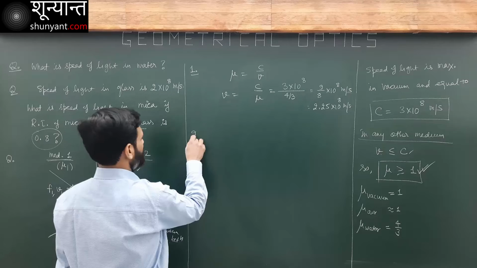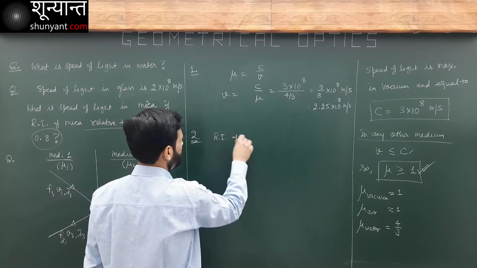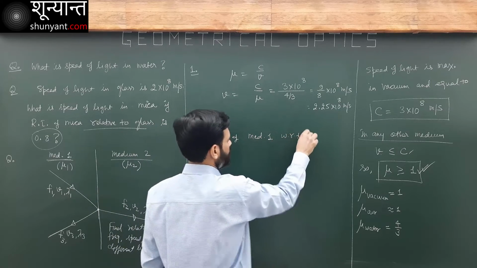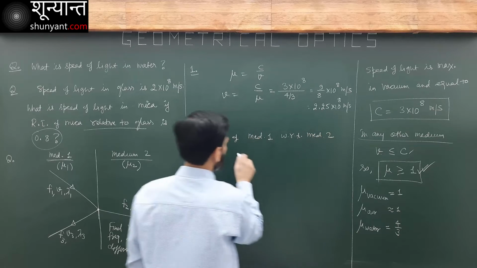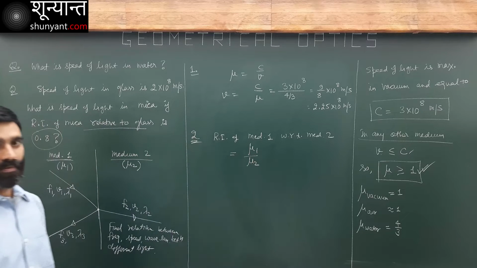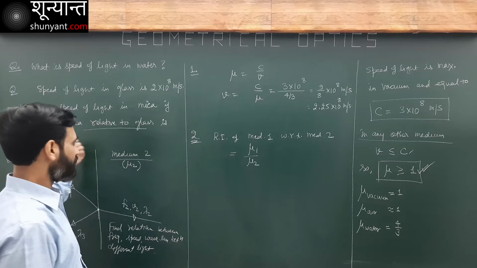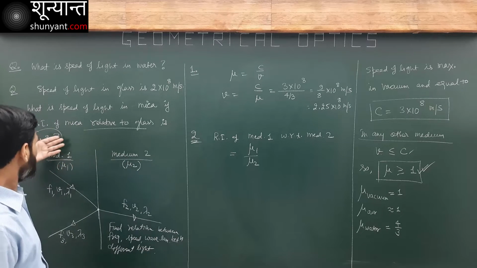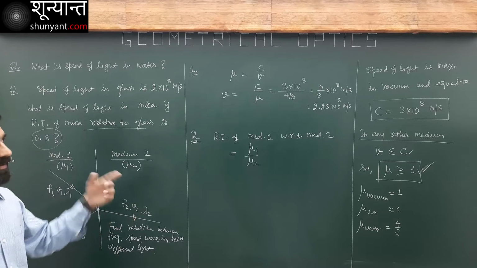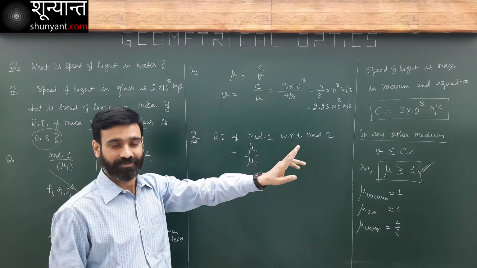Okay. So if I have two mediums, the refractive index of medium 1 with respect to medium 2 is equal to the refractive index of medium 1 over the refractive index of medium 2. That means what is given here is actually a relative value. This is not the absolute value. So this can have any value. It can be less than 1, it can be equal to 1, it can be more than 1. But the absolute refractive index is always more than 1. Okay, you should understand this point.